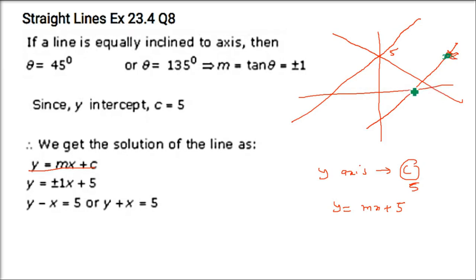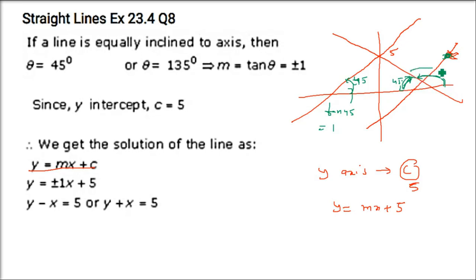Now coming to this line which is inclined, this is 45 degrees and this will also be 45 degrees, the internal angle, but the external angle will be 135. Equally inclined means it is making equal angles with the x-axis. But we have to find it from the positive x-axis. So 45 degrees, we always take it from the positive x. So this will be tan 45, so 1.